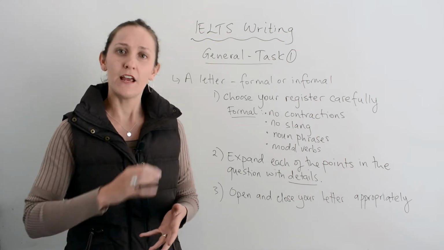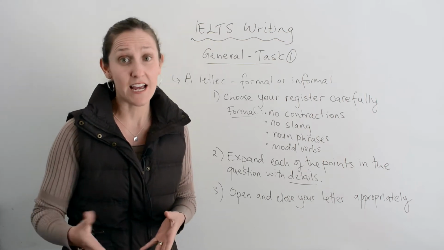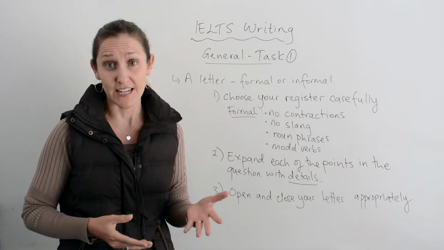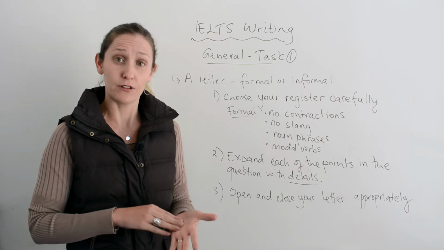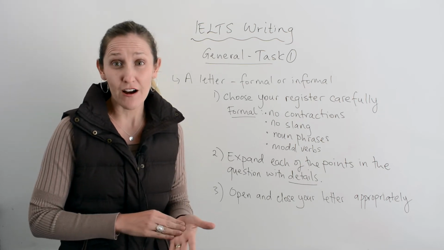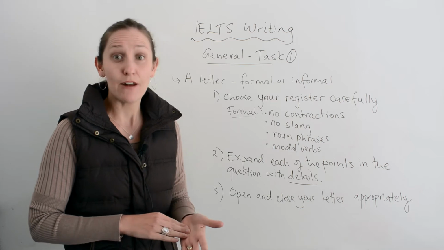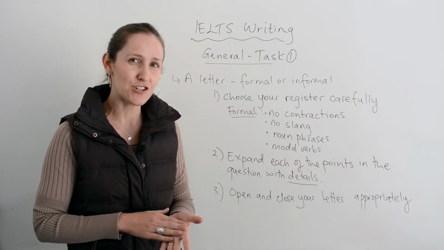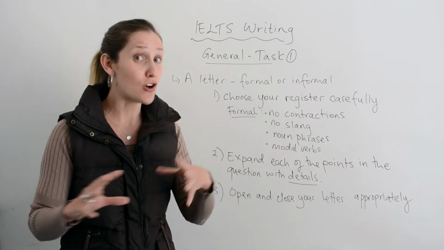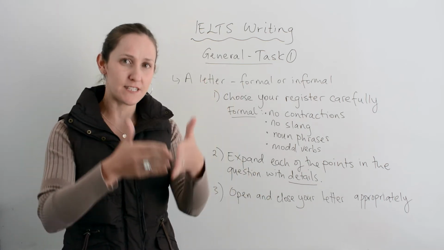For example, if you're writing because you can't attend a course and you want to change the dates, you need to be specific about when the course was going to be held, which date, at which time, in which location, and when you would like to do it again, which date, which time, and in which location. Don't be vague, don't be general, be specific.